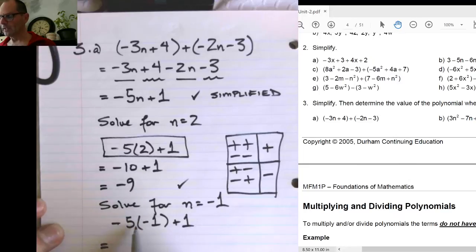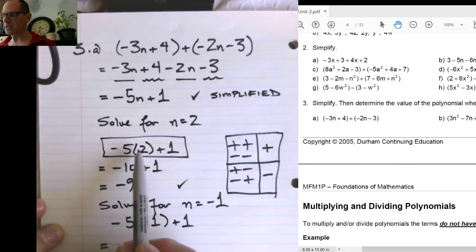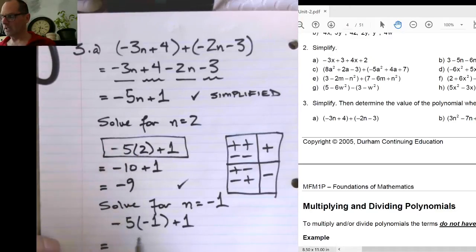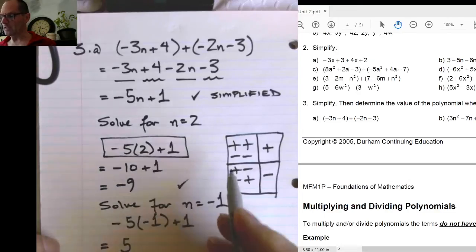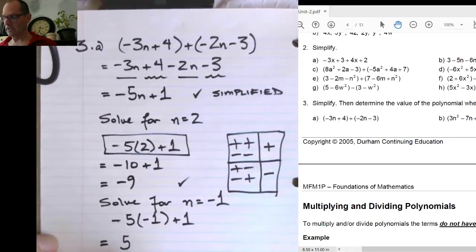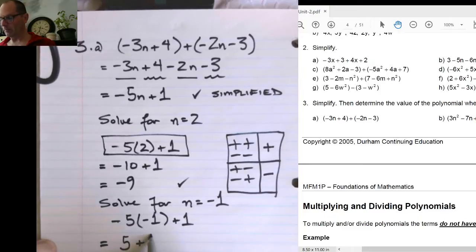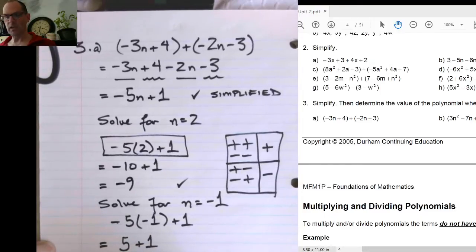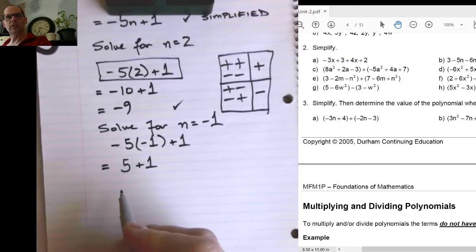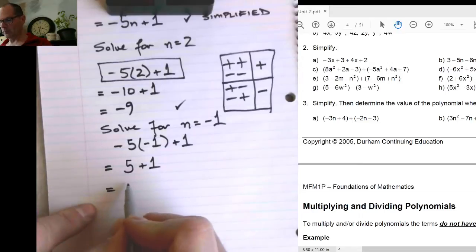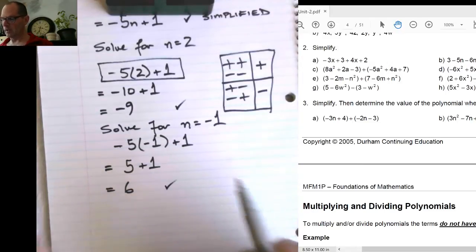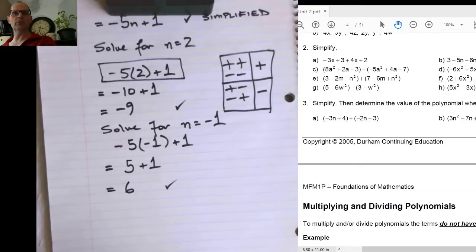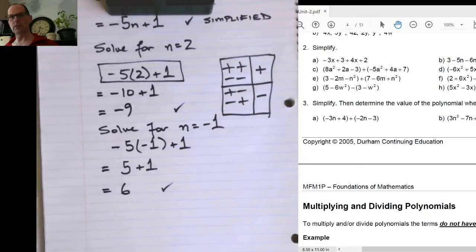When we have numbers beside each other in brackets, brackets indicate multiplication in math. -5 times 2 became -10. This is -5 times -1, so this just becomes +5 because it's a negative times a negative, which becomes a positive. That becomes +5 plus 1. And I'm falling off the bottom of my screen here. If I move this, 5 plus 1 just becomes 6. And that's the final answer for that polynomial when we substitute n equals -1.